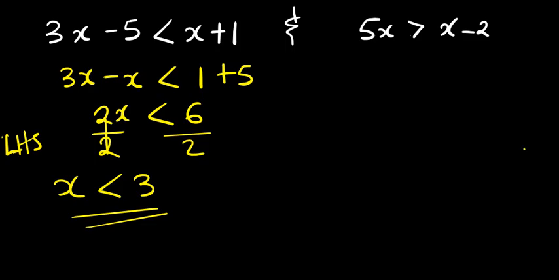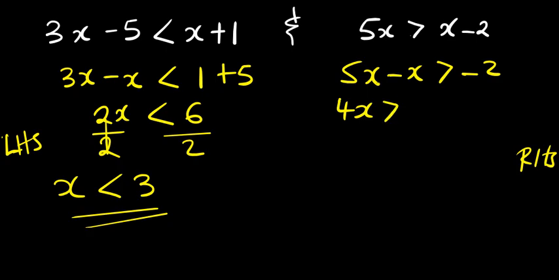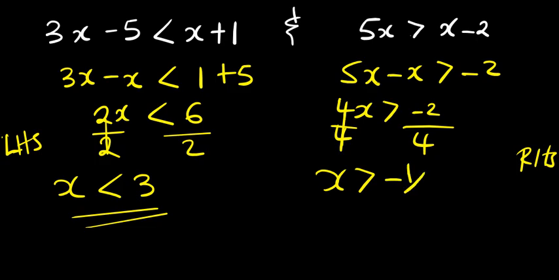Let's come to the right hand side. When I solve the other one, it will be 5x. I'm going to take the x to the other side. It will be minus x is greater than negative 2. 5x minus x, that will give us 4x. This is greater than negative 2. Then I'm supposed to divide by 4 on both sides. So my x therefore will be greater than negative 2 divided by 4, that is negative 1 over 2.